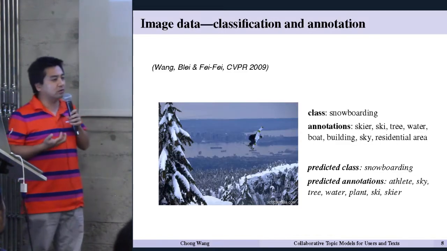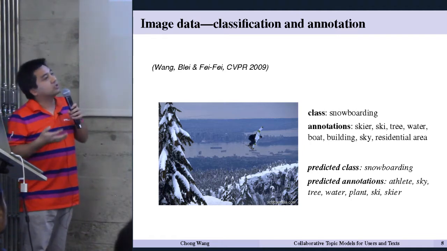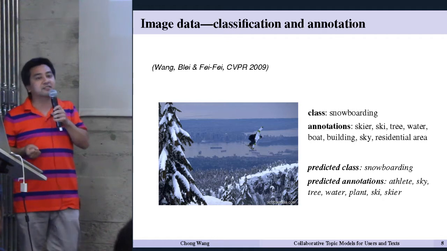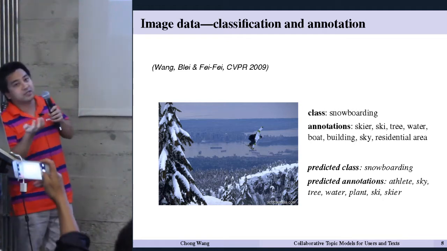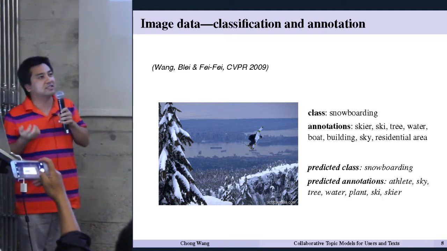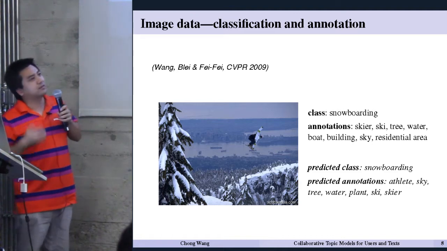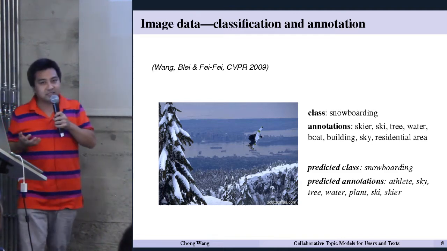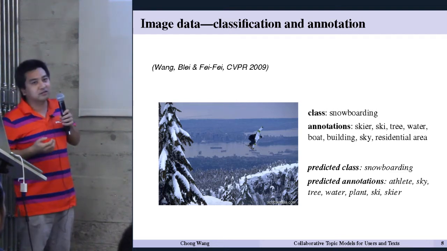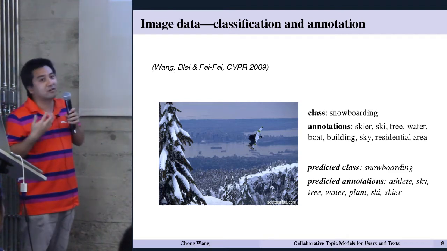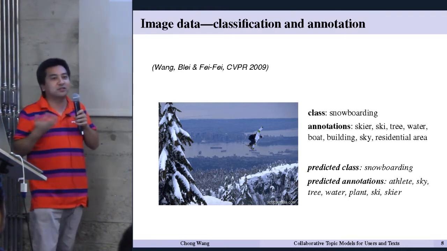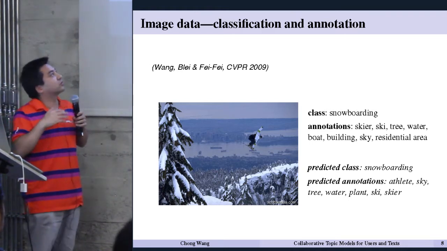Here's another example with image data, where we used a topic model to make predictions on class labels and annotations. A class label can be thought of as a scene label, and annotations can be the objects within the image. Certainly this is not the state of the art anymore, very far from it. But it's an example that you can use topic modeling for this kind of task.